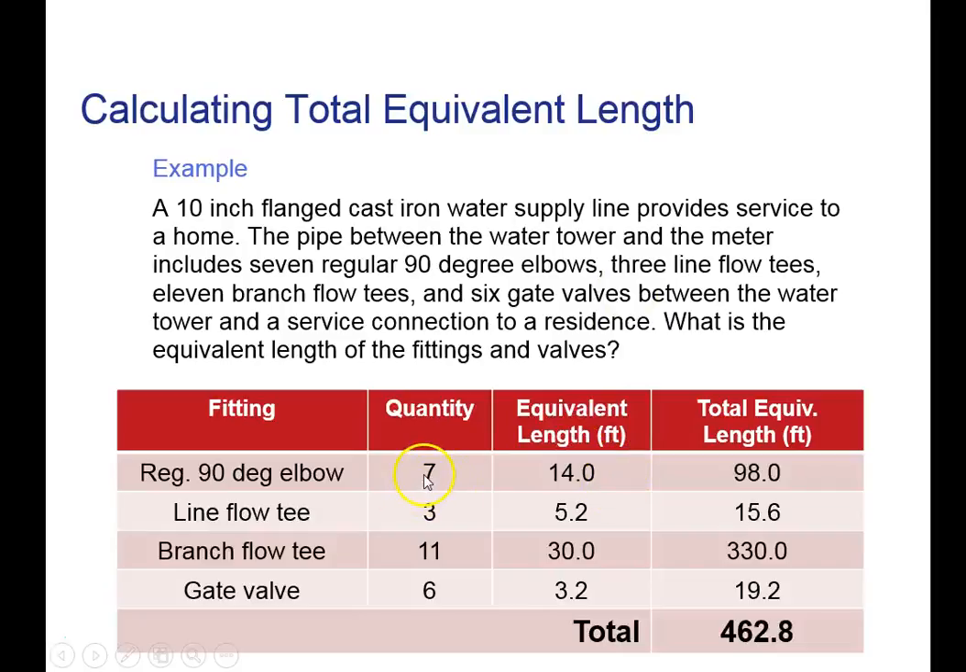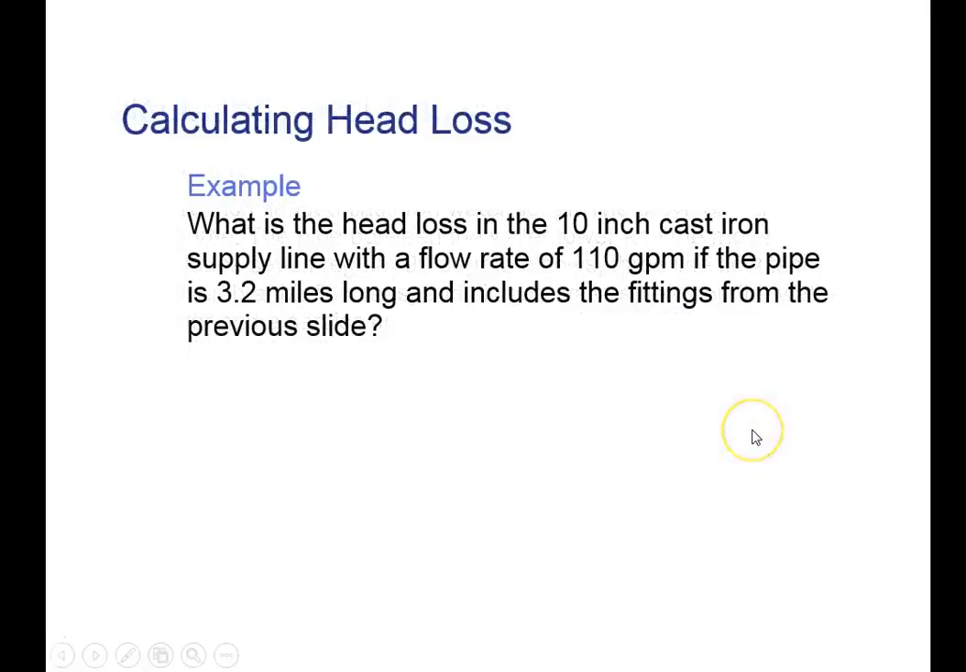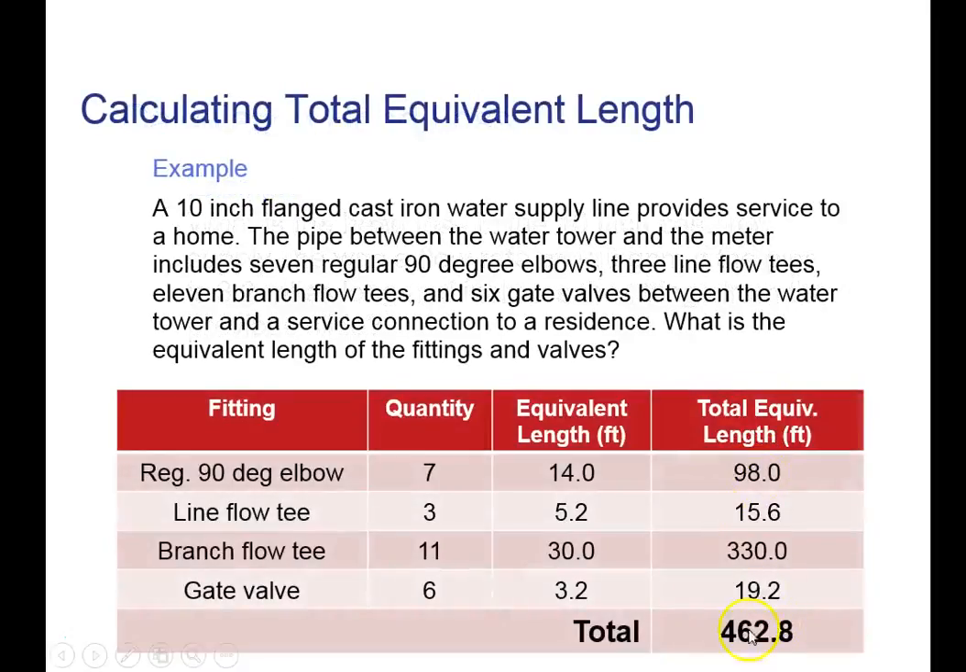Then I need to do 7 times 14 is 98 for all the elbows, and the rest of the table is found the same way. Then we just add up these to get our total equivalent length. So just these pieces in there are equal to 462 feet of pipe when we put them in our straight line calculations.